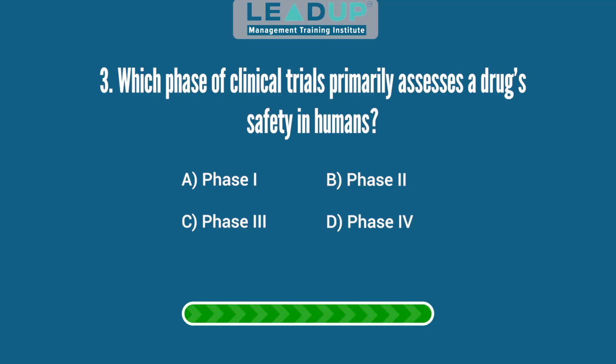Question 3. Which phase of clinical trials primarily assesses a drug's safety in humans? A. Phase 1, B. Phase 2, C. Phase 3, and D. Phase 4. The answer is Phase 1.